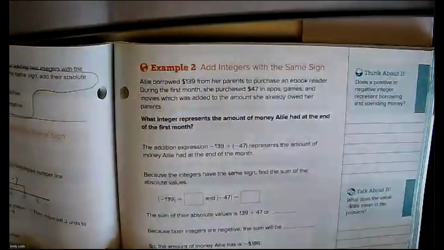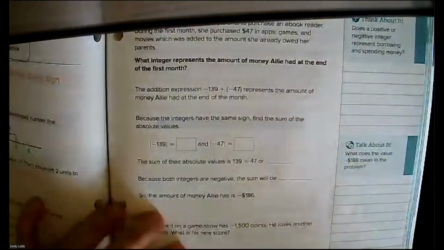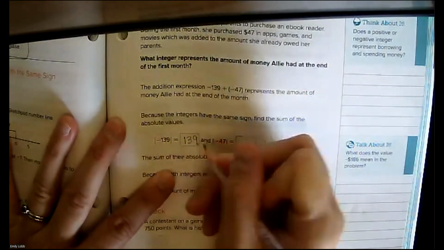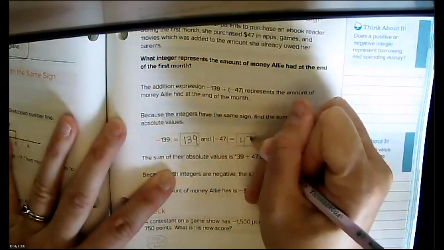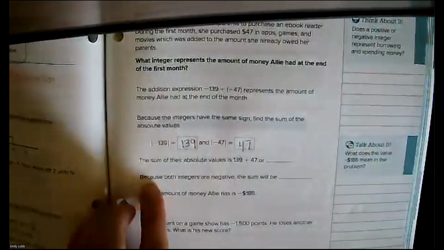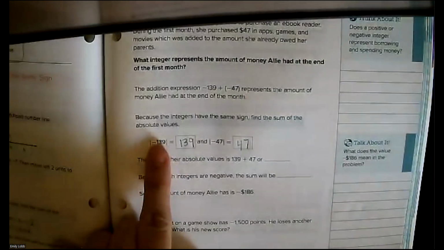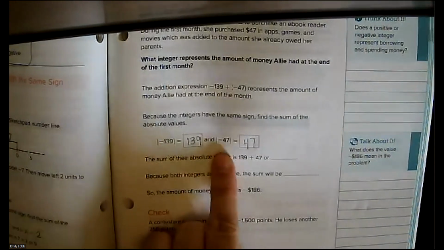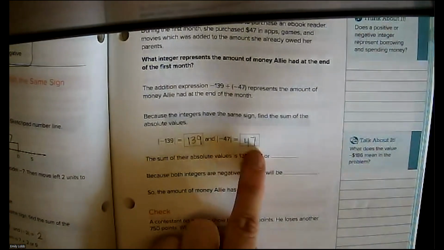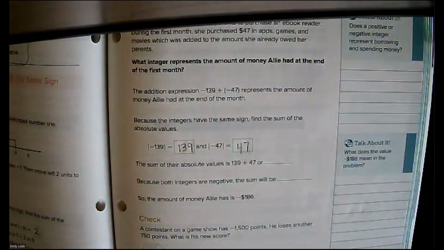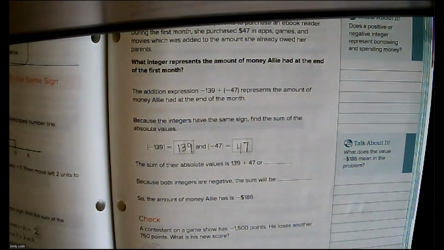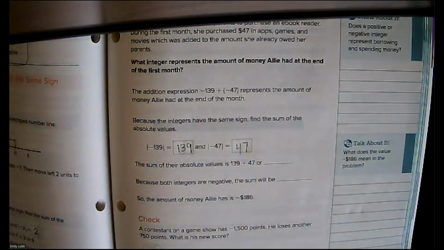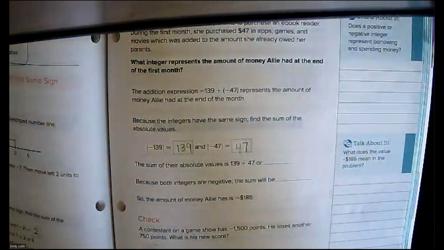So we're thinking of these things when our signs are the same, we're finding the sum. So we're taking the absolute value of both of these numbers, right? We should know that the absolute value of -139 is 139. And the absolute value of -47 is 47. When our signs are the same, we find the sum. Found the sum. What'd you get?